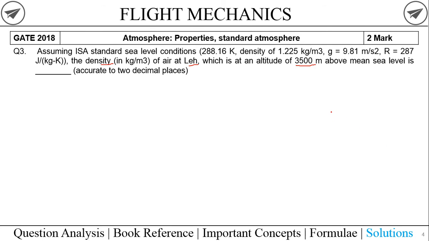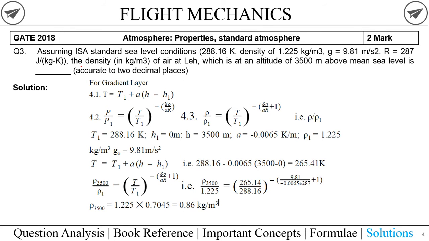So talking about the density at this particular altitude, we can see that this 3,500 meter range is within the troposphere, that is within 0 to 11 kilometers. So this must be lying in the gradient layer of the atmosphere. So this is 11 kilometers and 0 kilometers, and 3,500 must be somewhere over here. So to know the density at this particular altitude, we can solve by substituting the formula for the gradient layer.